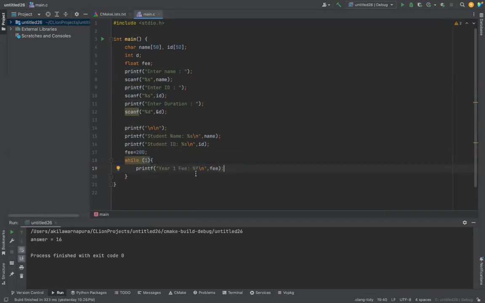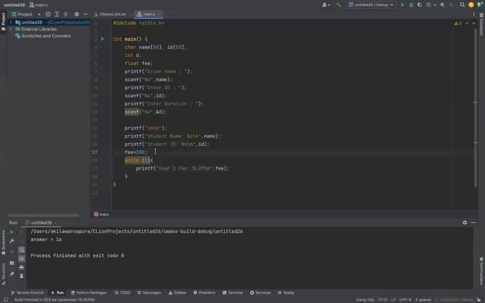If you want to format this for 2 decimal places, use 0.2. Now here you can see the first year it displays year 1 cost fee. In the next iteration also it mentioned year 1 cost fee. But in the next iteration it should be year 2. Therefore, this 1, 2, we have to put it in another variable.